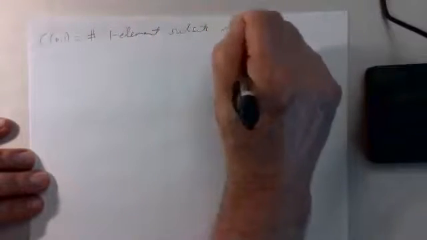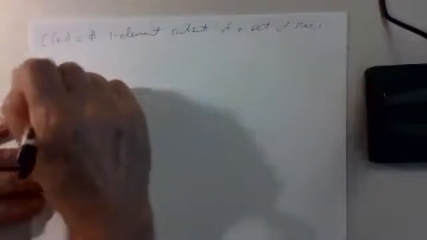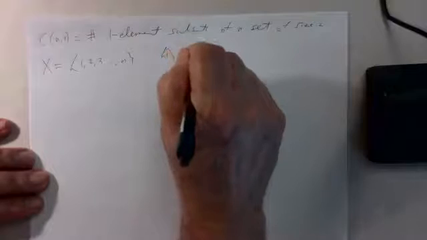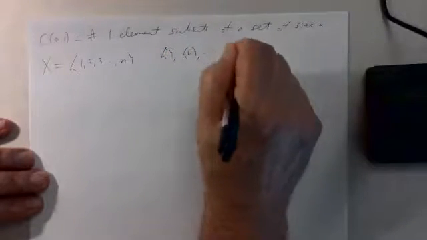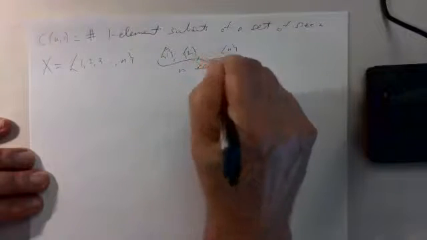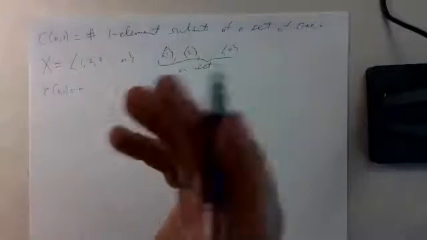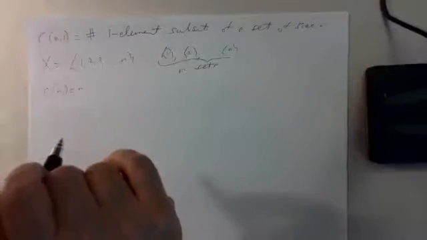So C of n, 1 is the number of one element subsets of a set of size n. So if X is your set, and say it contains the first n integers, 1 through n, what are the one element subsets? The set that contains 1, the set that contains 2, up to the set that contains n. And here we have n sets of size 1. So C of n comma 1 is equal to n. There are exactly n one element subsets in a set of size n.